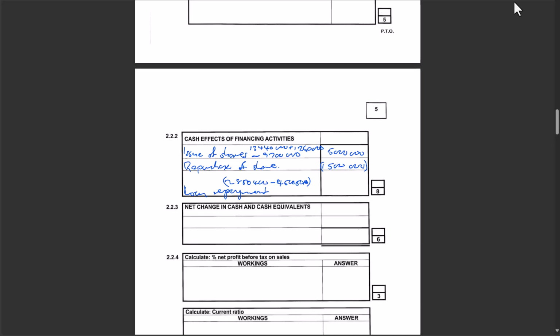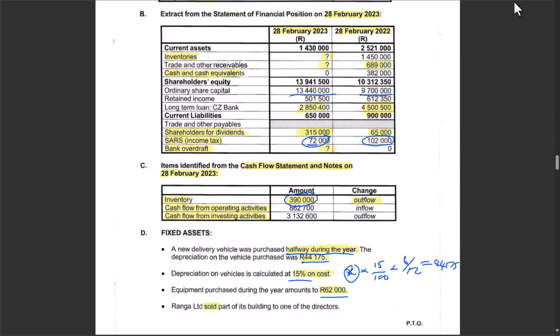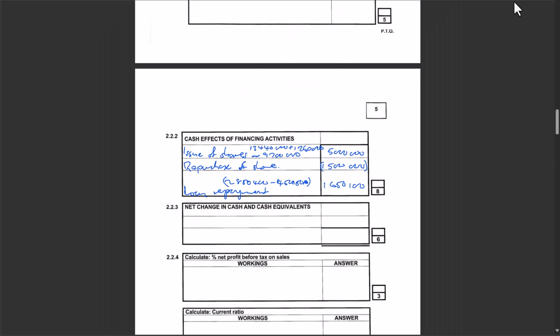That's 2,850,400 minus 4,500,500. That's 1,650,100. And that's an outflow as well, right? You paid money.